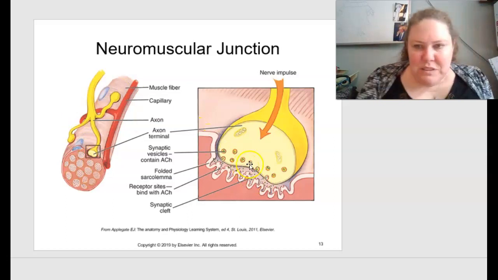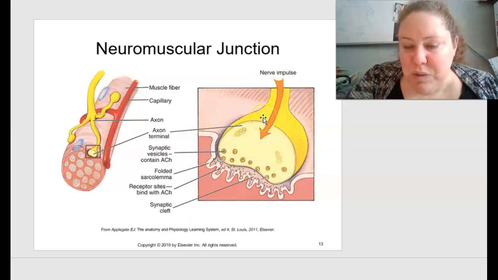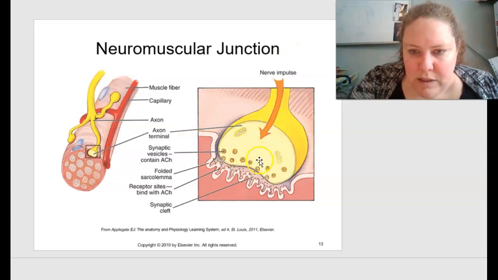So you can see this is just what we talked about in picture form, right? The nerve impulse is going to go in here. It's going to cause the neurotransmitter to be released, with acetylcholine. And then those acetylcholines are going to be received by the synaptic cleft, okay?